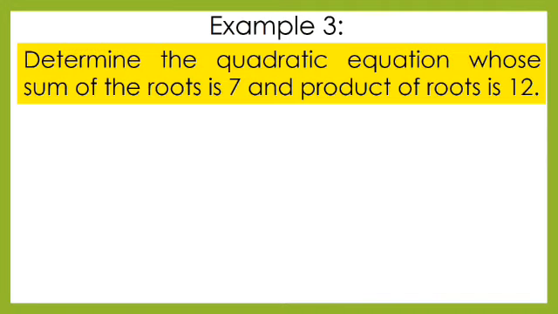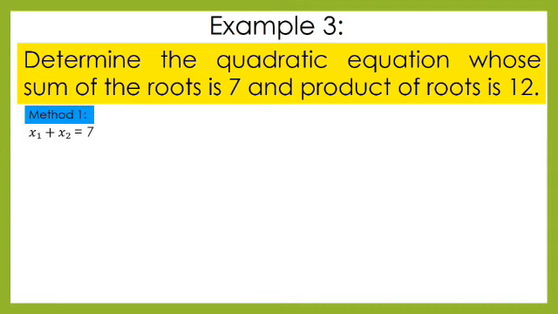Let's have example 3. Determine the quadratic equation whose sum of the roots is 7 and the product of roots is 12. There are two different ways of determining a quadratic equation, given the sum of the roots and the product of the roots. Let's have the method 1.